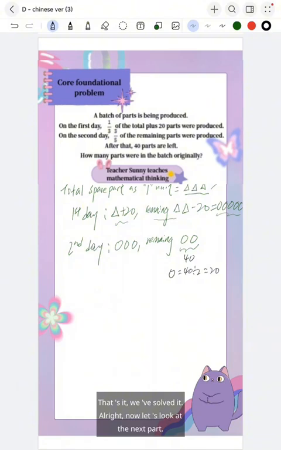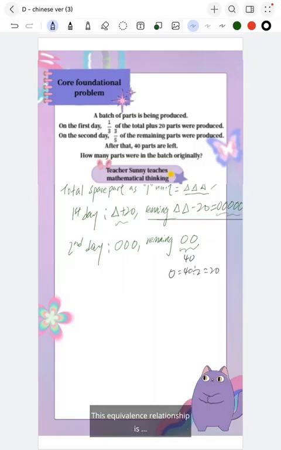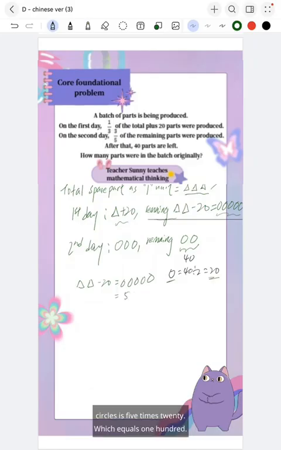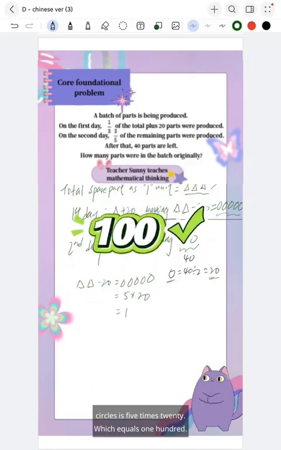Alright, now let's look at the next part. Over here, look, there's an equivalence relationship here, which is very important. This equivalence relationship is the parts left after the first day. The relationship goes like this, okay? There are 5 circles, and we already know that 1 circle equals 20, so 5 circles is 5 times 20, which equals 100.